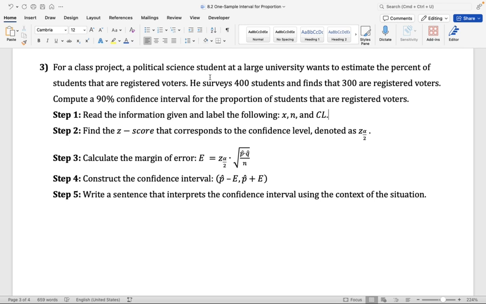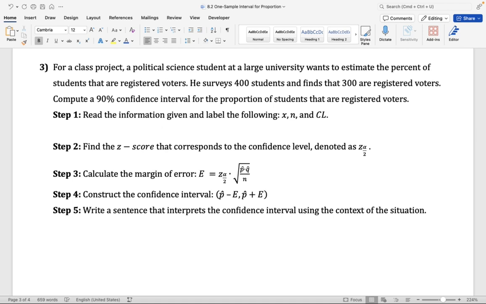For a class project, a political science student at a large university wants to estimate the percent of students that are registered voters. He surveys 400 students and finds that 300 are registered voters. Compute a 90% confidence interval for the proportion of students that are registered voters. So again, here we want to take notes of the values that are given to us.